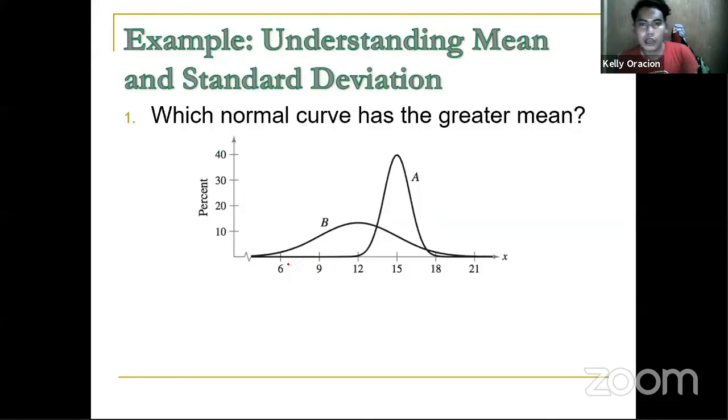Let's continue our class discussion. Now, let's have this one, understanding the mean and standard deviation. I already discussed this one, no? When we say standard deviation, that's the spreadness of the data. How spread is the data? How scattered? The mean is the average. Now, which normal curve has the greater mean? For you, class, kindly chat your answer. A or B?